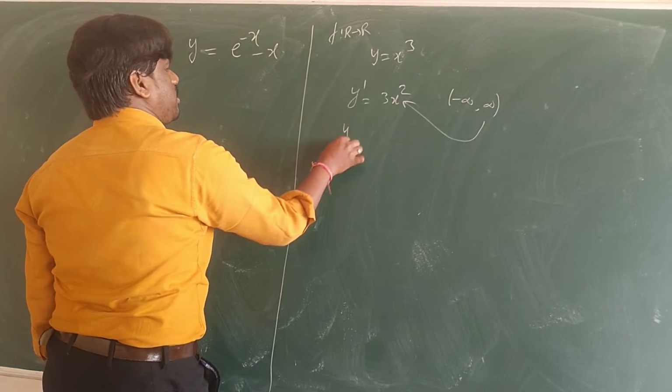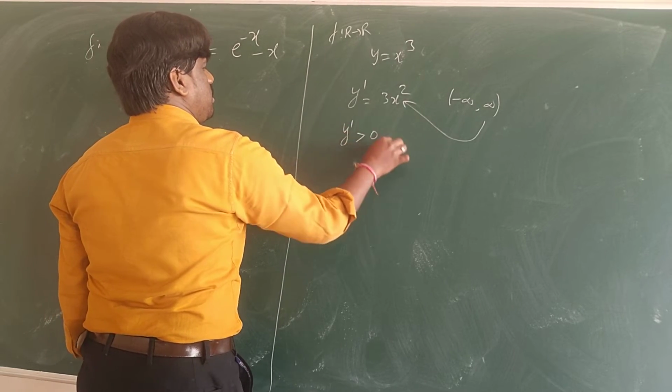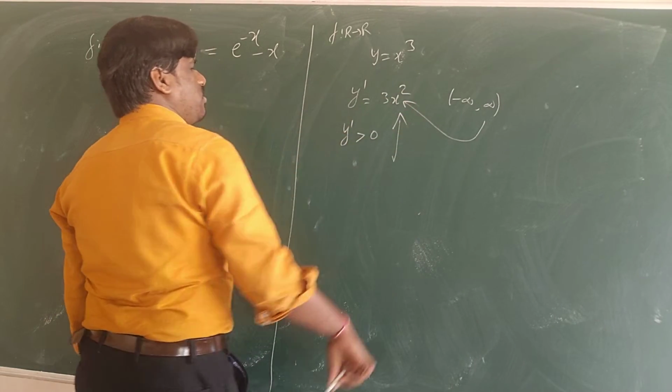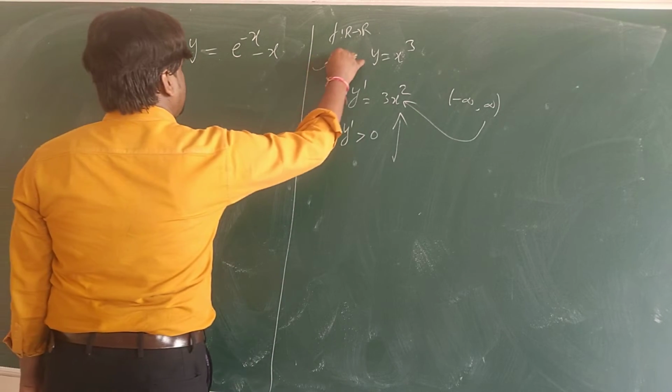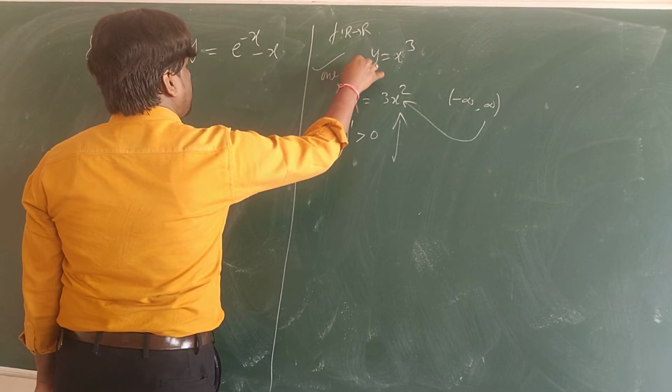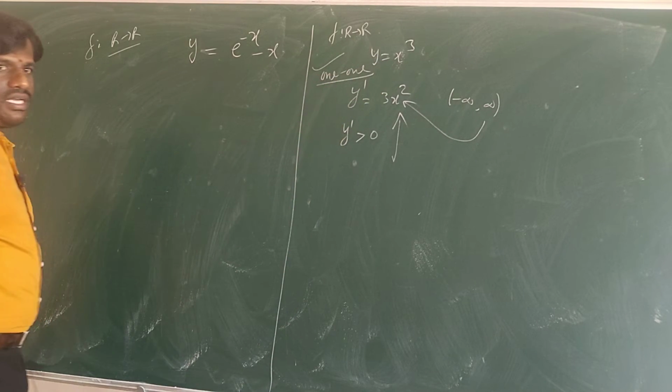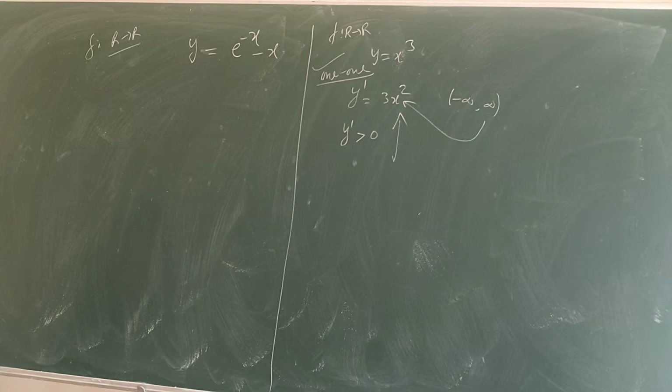Will I get positive or negative? So this is what function? Monotonically increasing. When it is increasing, which function is this? 1-1, right? One to one. I told you, if the power is odd then you will get 1-1, remember?